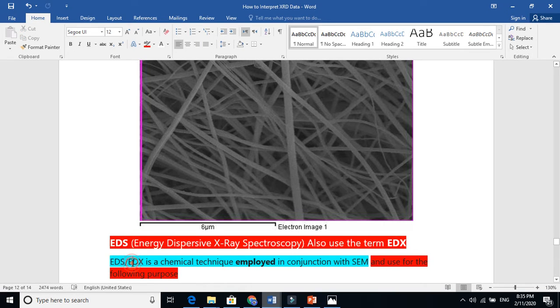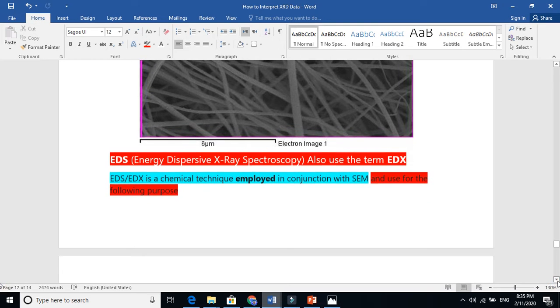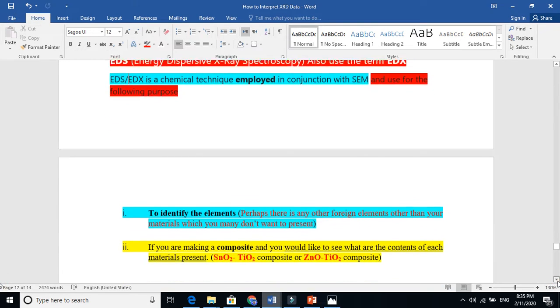EDS or EDX is a chemical technique because you want to know the chemical nature, the elemental composition of your material. It is employed in conjunction with SEM. This tool is available in the SEM machine. You just need to change the mode from SEM to EDS or EDX. And what do we need to get from EDX or EDS?